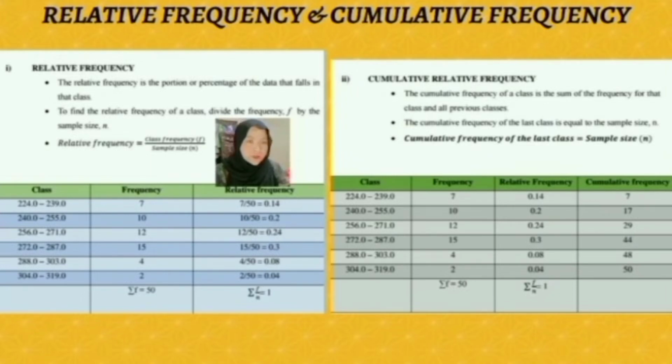Cumulative relative frequency is the sum of the frequency for that class and all previous classes. The cumulative frequency of the last class is equal to the sample size. So this is the formula: cumulative frequency of the last class equals sample size. There are 4 columns and 6 classes.